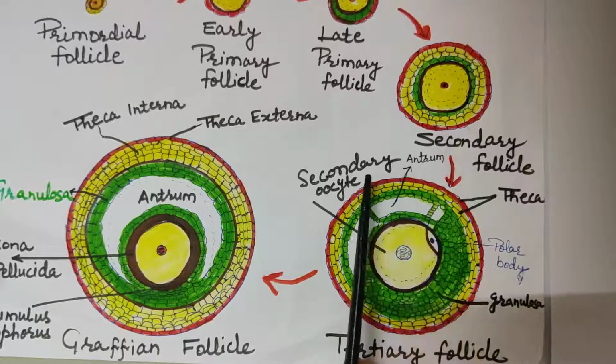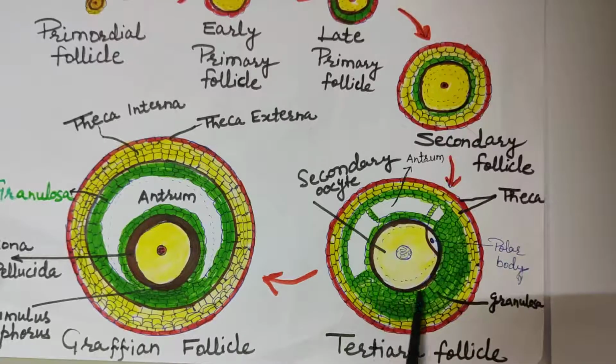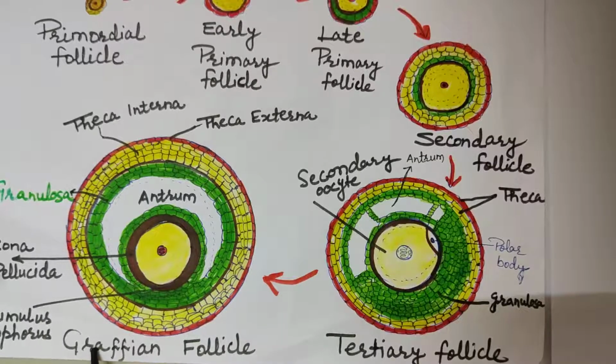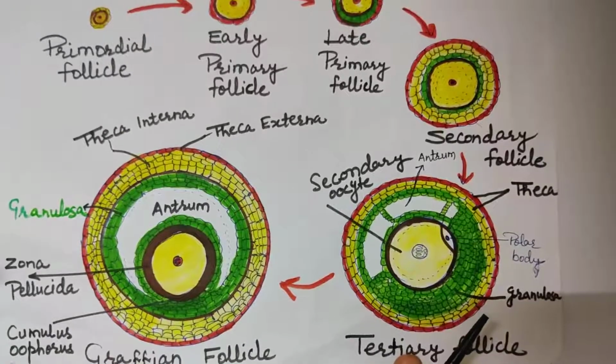Okay, this change we will discuss in topic oogenesis in detail. So primary oocyte changes into secondary oocyte, and there is also formation of a small structure which is called polar body. But the secondary oocyte is surrounded by granulosa cells. Okay, these are the granulosa cells. And next is the mature follicle, that is Graafian follicle.